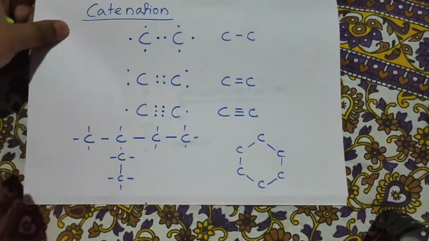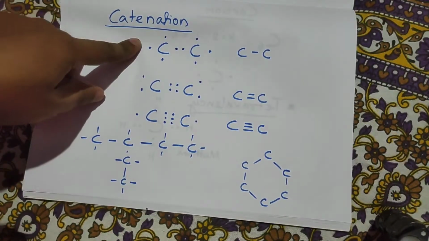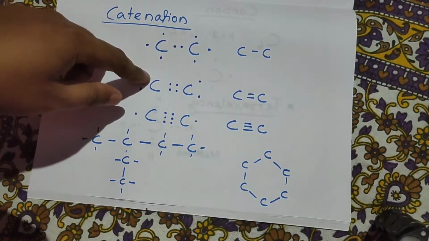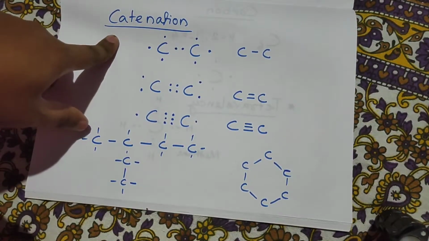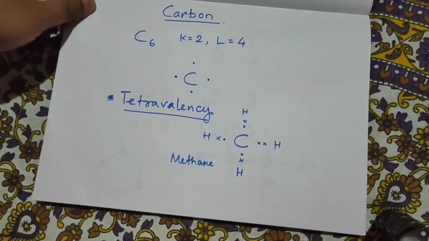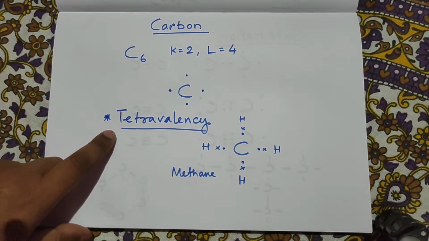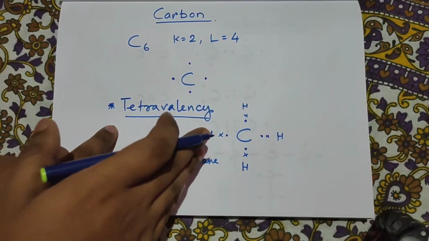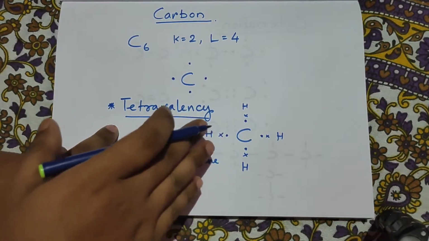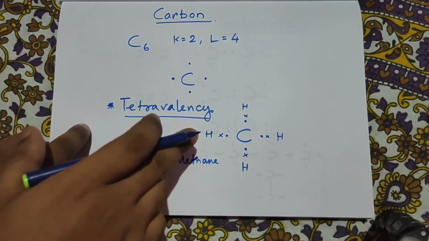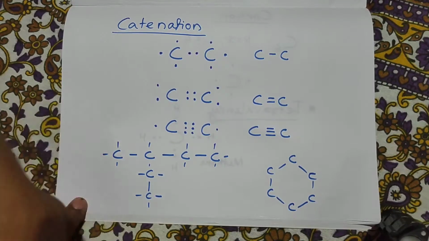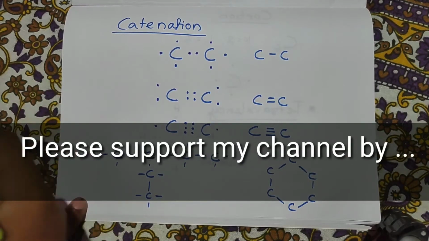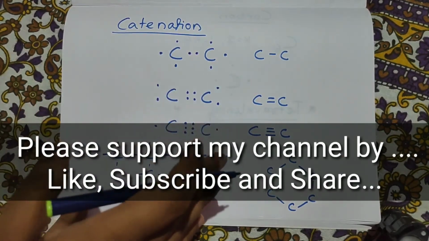So this property of carbon, in which carbon can share its electrons and form bonds with other carbon atoms, is known as catenation. So I think you have got the idea. The tetravalency is a property of carbon atoms by which they can share their 4 valence electrons with individual monovalent atoms. And catenation is the property of carbon atoms to share its electrons with other carbon atoms to form this sort of bonds.